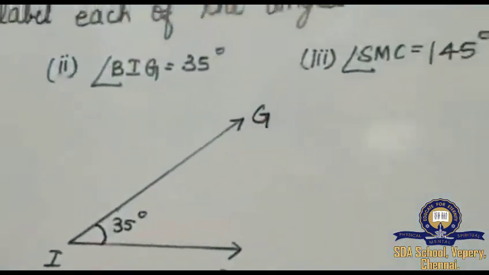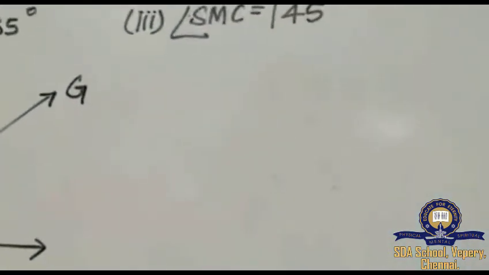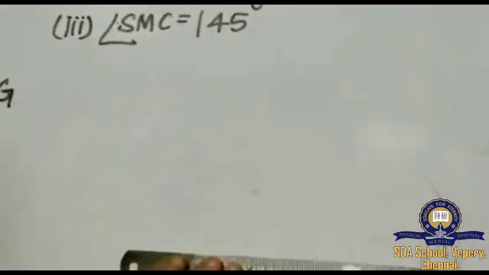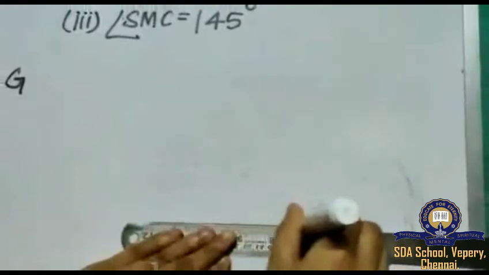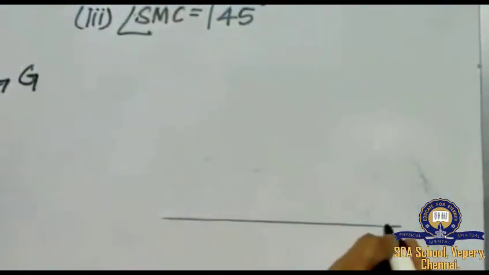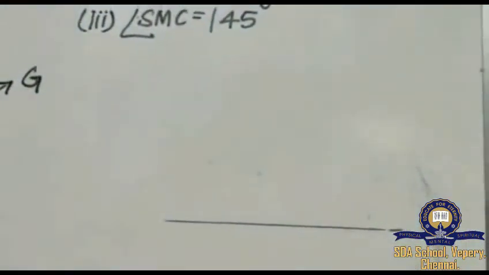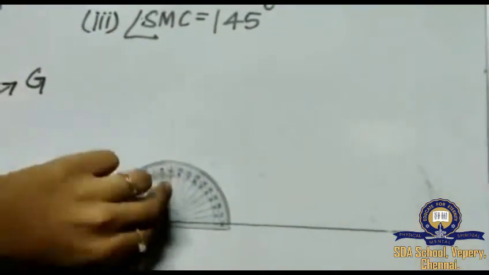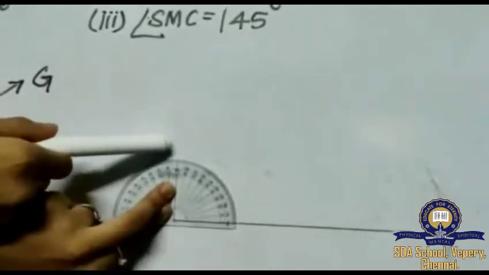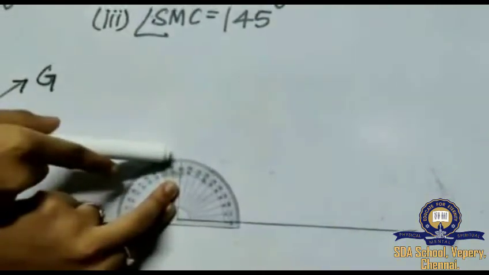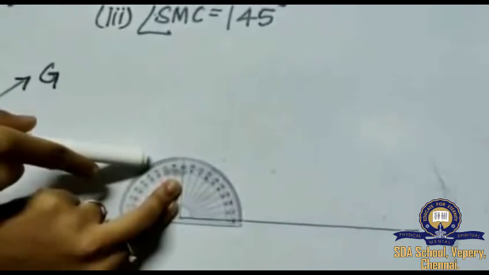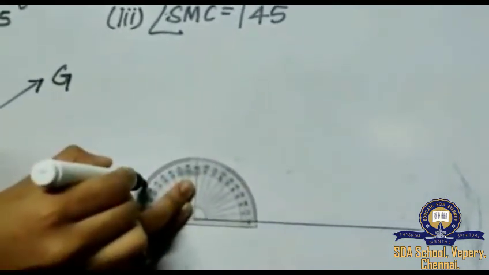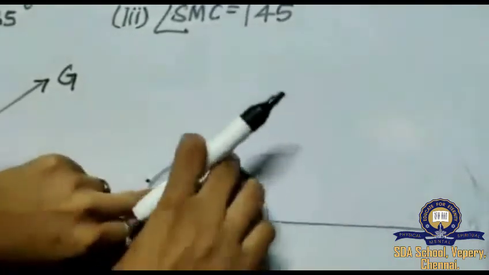Now we'll move to the third one, SMC is equal to 145 degrees. Similarly, I'm just going to draw a line of any measurement. I'm going to place the protractor over here and mark 145 degrees. You can see the 90 degrees over here, 100, 110, 120, 130, 140, and I'm going to place the pointer over here. So this will be my 145 degrees.